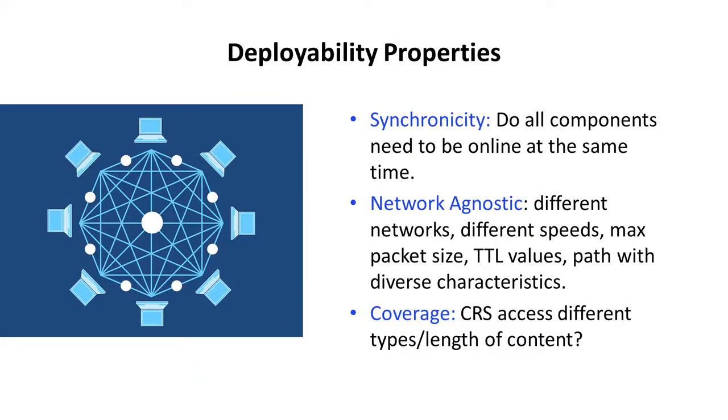Deployability properties include synchronicity. Here we ask the question, do all CRS components need to be online at the same time for the operation to occur? It is better to have an asynchronous mode of operation. Network agnostic. Can the CRS system operate on different networks, different speeds, maximum packet sizes, different TTL values, and packet paths with diverse characteristics? Coverage. Can the CRS access different types or different lengths of content?